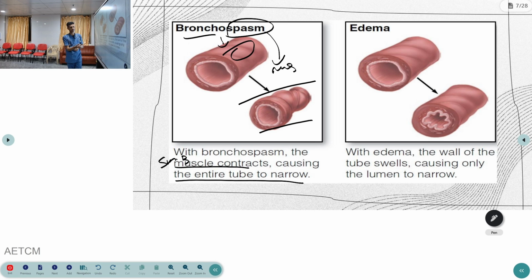But in the case of edema, what happens is the wall of the tube swells, causing the lumen to narrow. Here it concentrates on the outside of the bronchus, whereas there it concentrates on the inner lumen. So inside of the wall, edema will form, the swelling, and thereby the lumen gets narrow. So both are different. One concentrates on the smooth muscle of the bronchus, the other on the inner lumen part. Both are different terms.